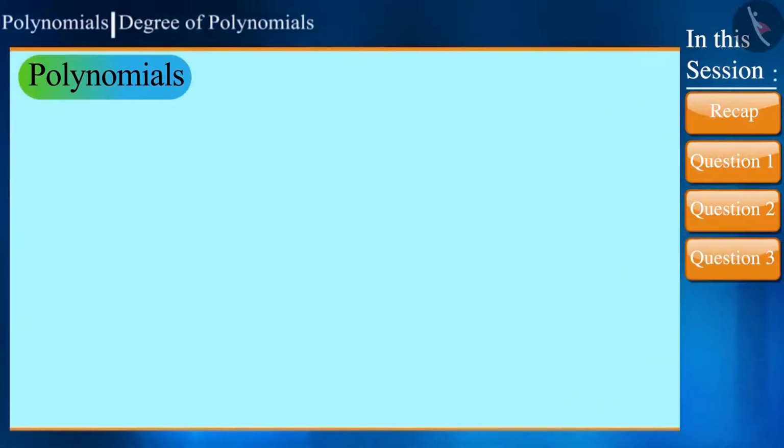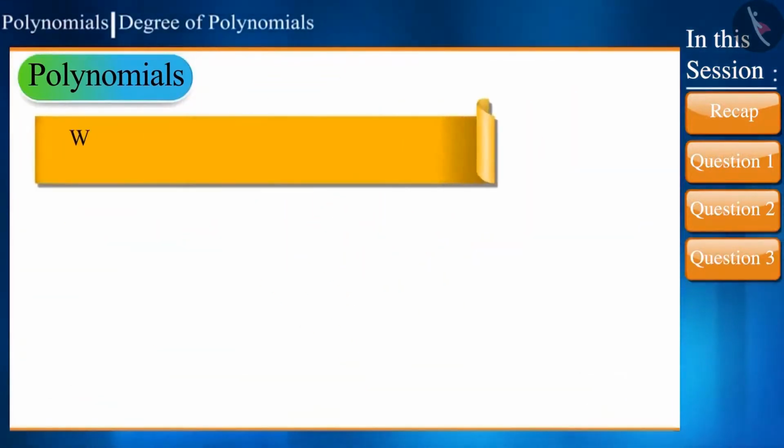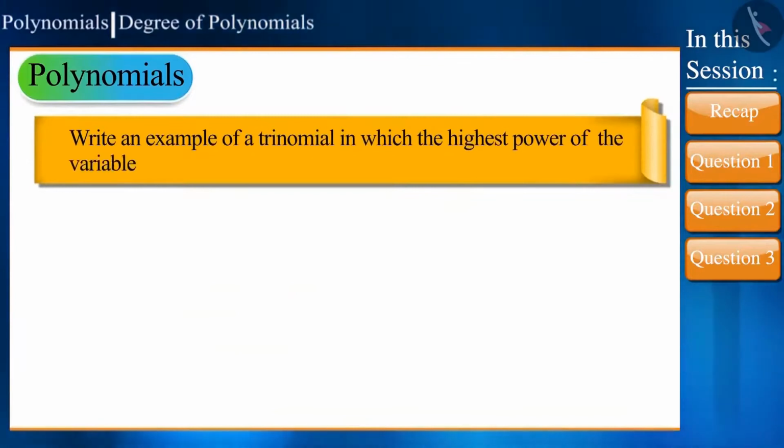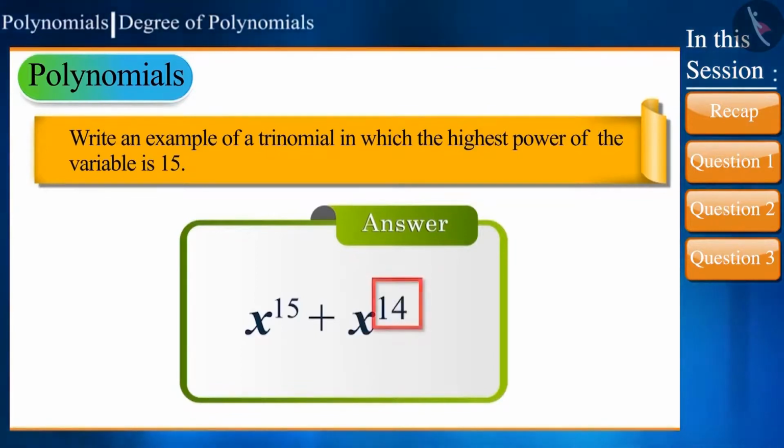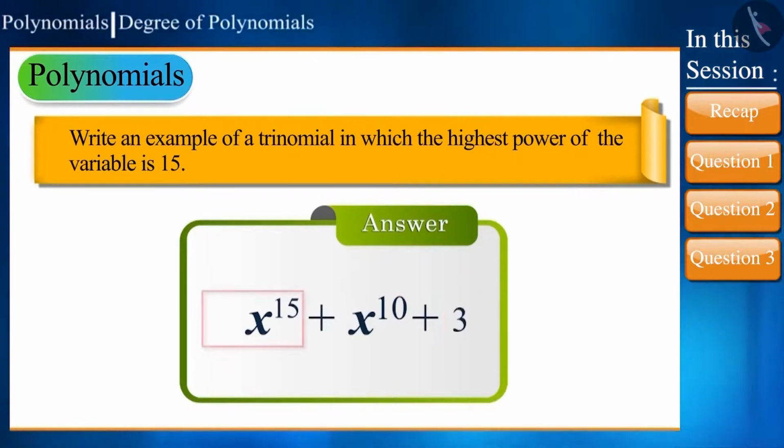Let's see our next question. Here, we will have to write an example of a trinomial in which the highest power of the variable is 15. The answer to this could be as follows: x to the power of 15 plus x to the power of any whole number other than 0 and less than 15 plus any number other than 0.